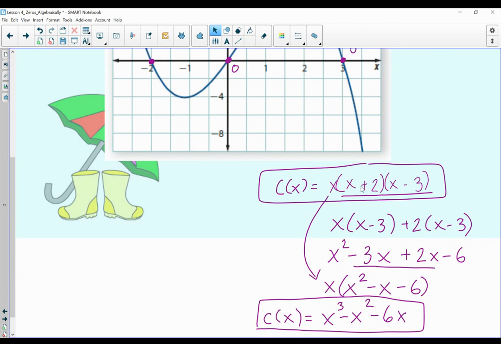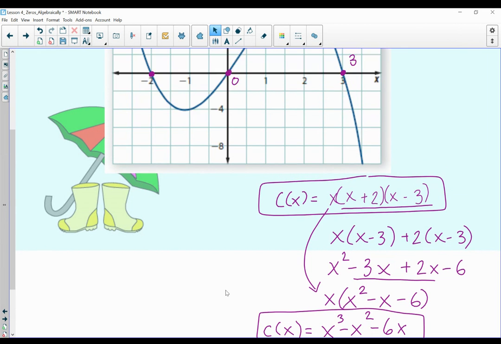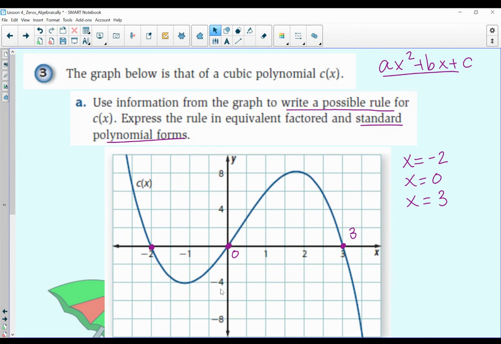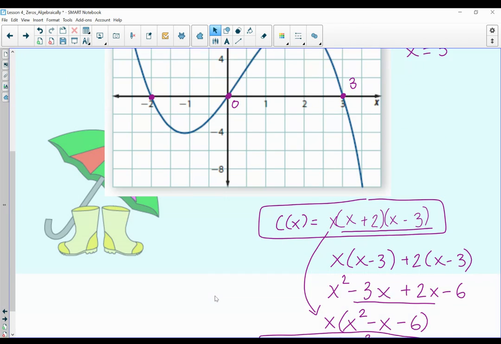So then in order to change it from factored form, which I have here first, into standard form, I just need to multiply it out. But in order to multiply it out, I have to start with the two binomials first, multiply that out, get an answer, and then multiply in the x. So that way there's no mess ups or confusion. All right, so go back through this and try to do the practice problem for number 3.